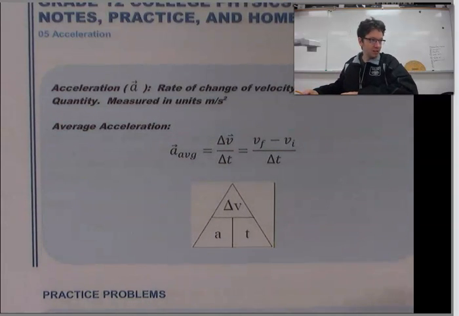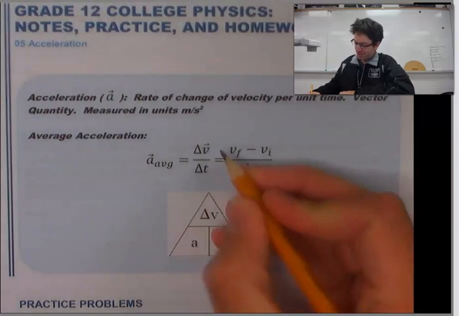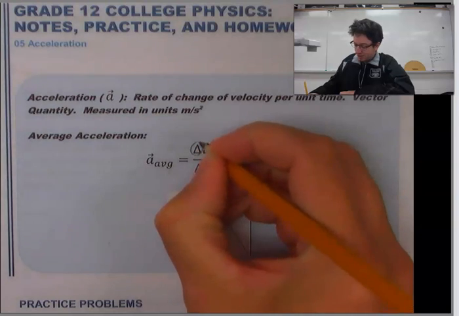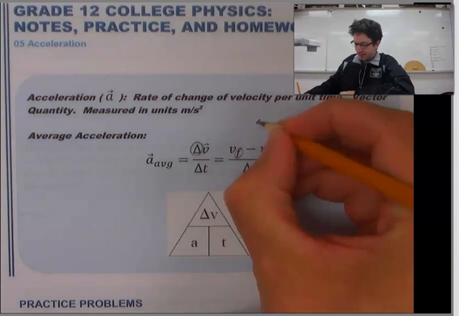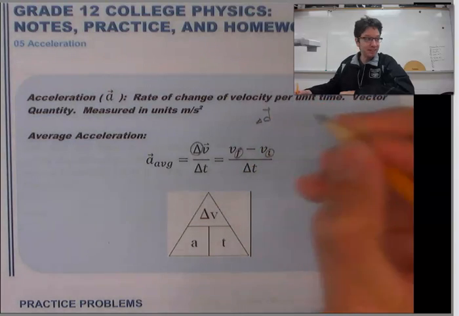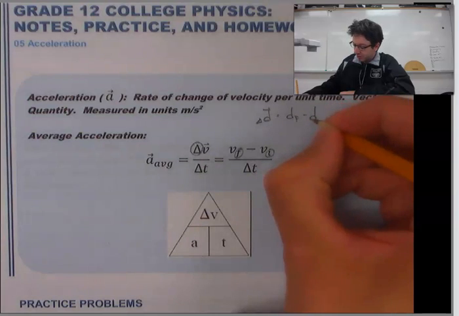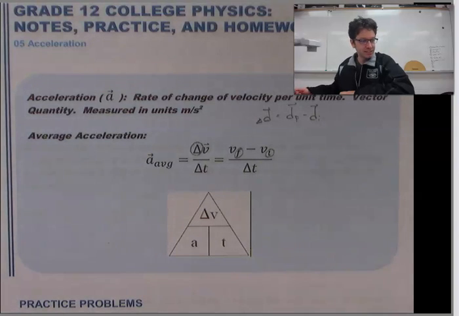All right, so we're going to try some problems then. Here's our equation. Average acceleration is change in velocity over time. And remember, change is always final minus initial. Just like when we did displacement as the change in position, we would write our final position minus our initial position. Whenever you have that delta symbol, it's final minus initial.